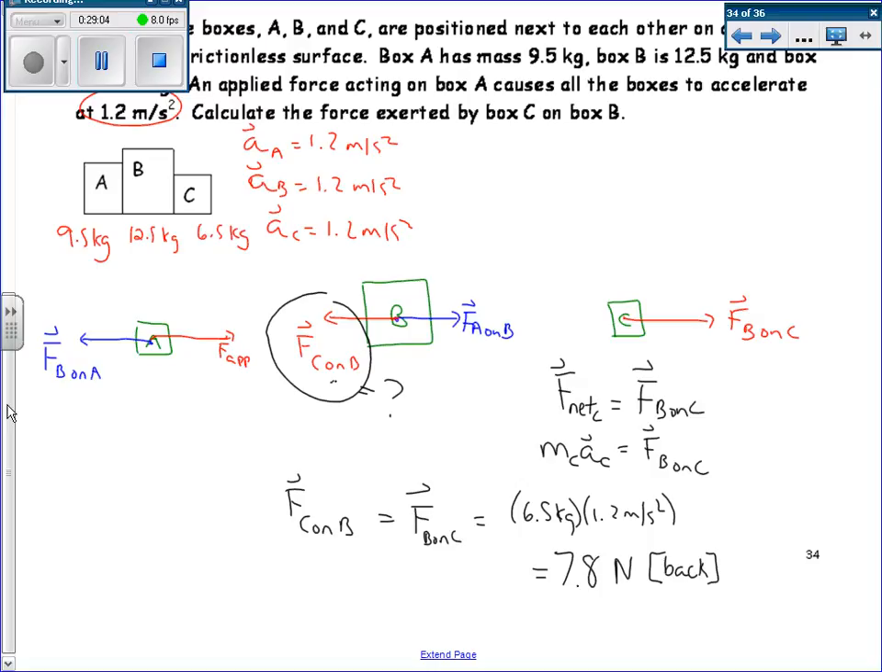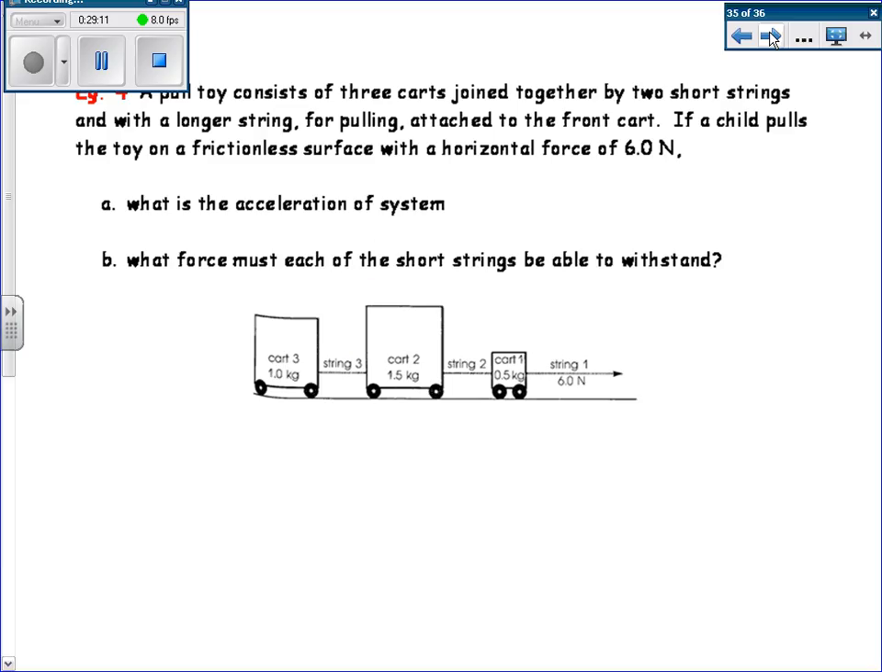Doing okay so far? Yes, ma'am. Okay. No? Yes? Okay. Next page. Okay? Wait, what was the answer? 7.8.